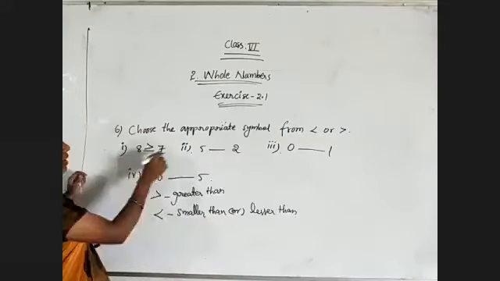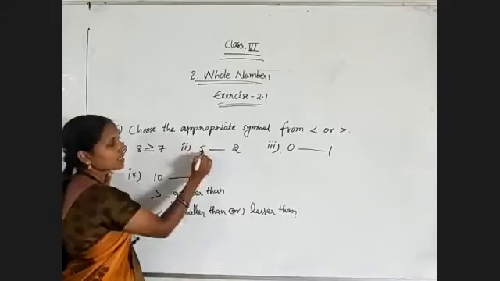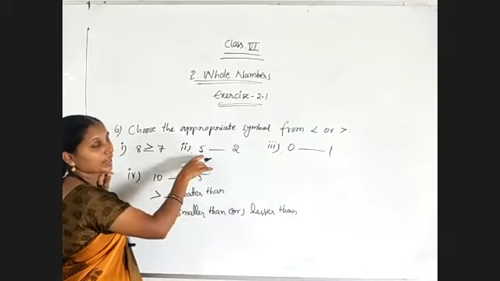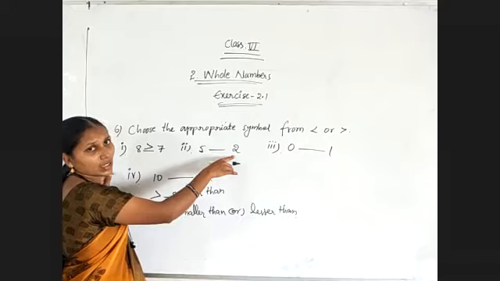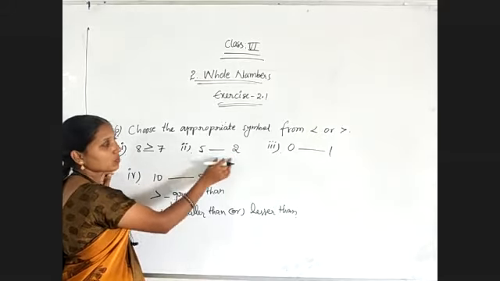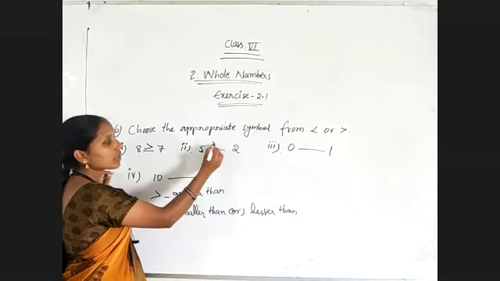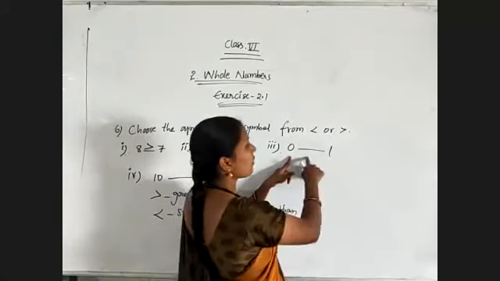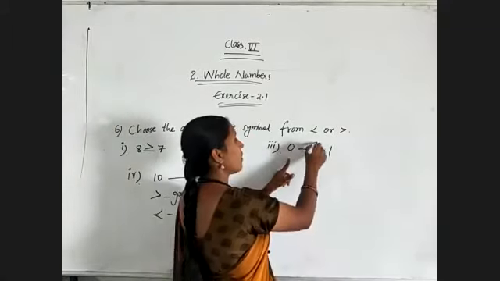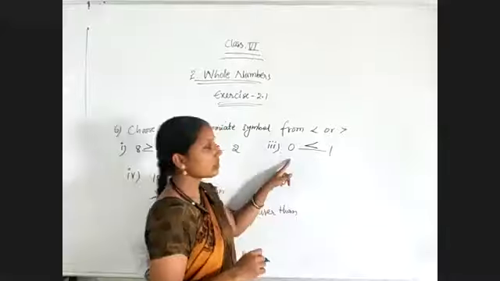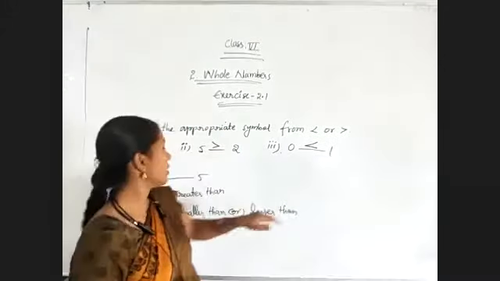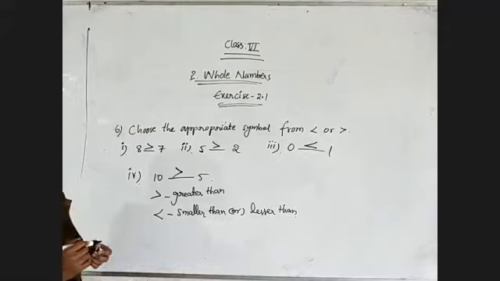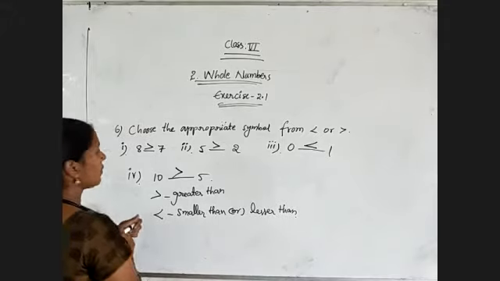Okay. Now 5. Left side 5 we have. Right side 2 we have. So which symbol we have? Which one is more? 5 is more. So greater than. Okay. And here 0, 1. Which one is more? 1. So 0 is less than 1. And 10 is greater than 5. Okay, like that you have to fill up.